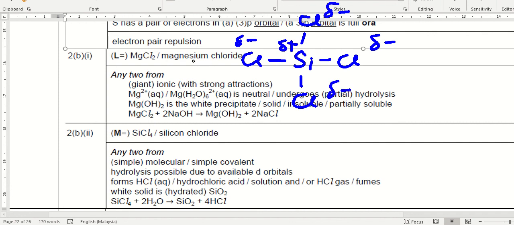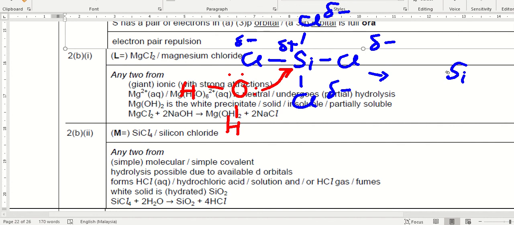Hydrolysis means this silicon chloride is reacting with water. Now let me use a different color for water. Now the lone pair of the water is attracted to the partial positive silicon. So it will attract the silicon. Now you see, then silicon will actually form an intermediate. This whole thing forms an intermediate.